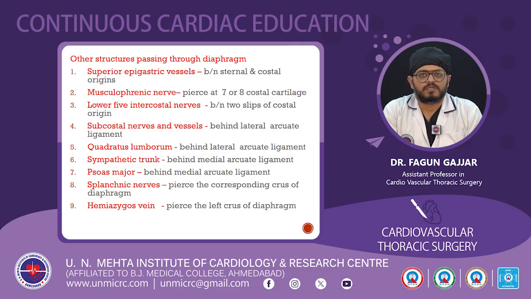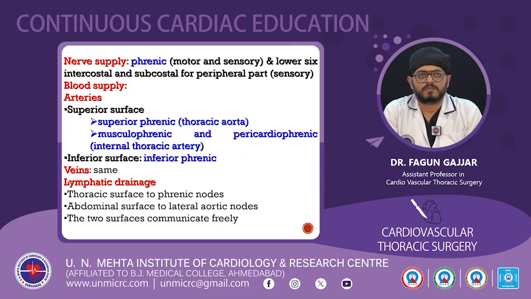The lower 5 intercostal nerves pass between the two slips of the costal origin. The subcostal nerves and vessels pass behind the lateral arcuate ligament, as does the quadratus lumborum. The sympathetic trunk passes behind the medial arcuate ligament, as does the psoas major. The splanchnic nerve pierces the corresponding crus of the diaphragm, and the hemiazygos vein pierces the left crus of the diaphragm.